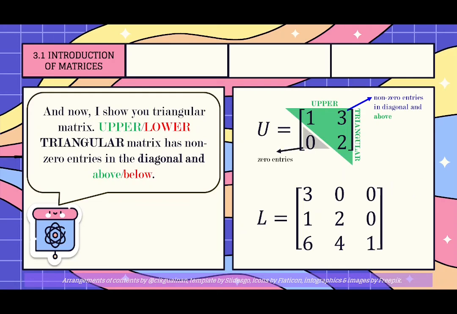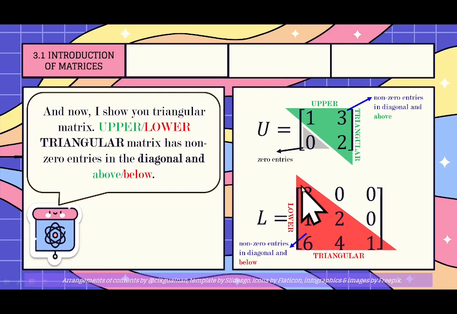How about lower triangular? It's just the opposite. As you can see here, all non-zero entries are in the diagonal and below, and the part above the diagonal must be zero entries.